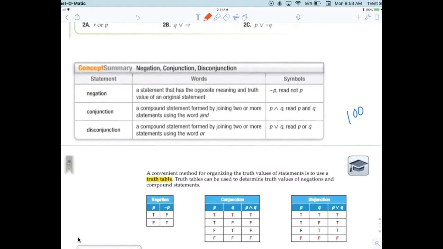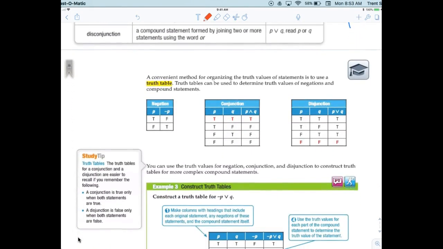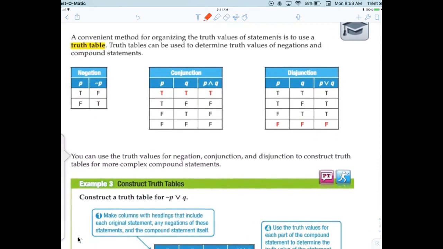We talked about the negation. We talked about the conjunction. We talked about the disjunction. Is everybody good with that? Now I'd like to talk about the truth table. I think it's really fascinating, or really kind of cool, actually.